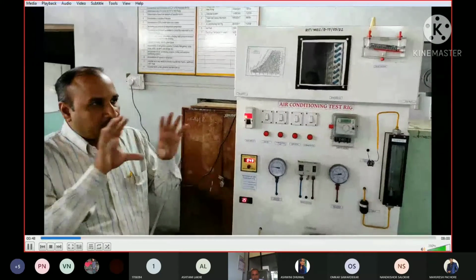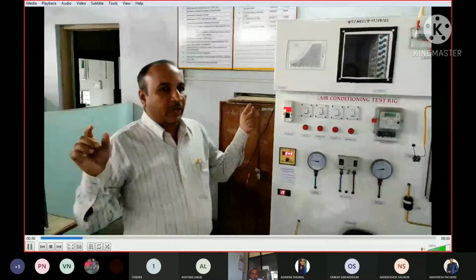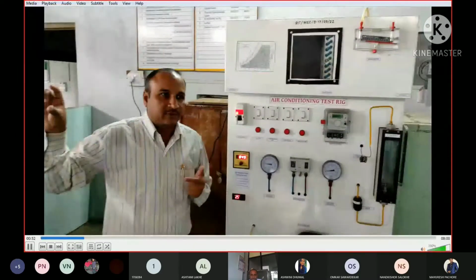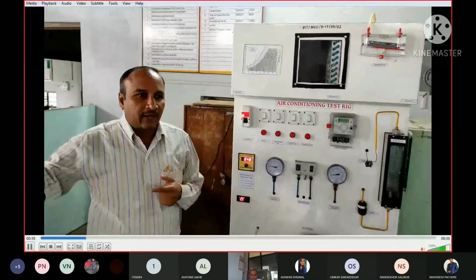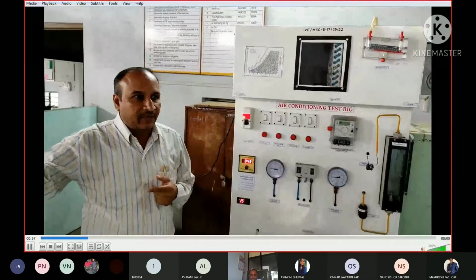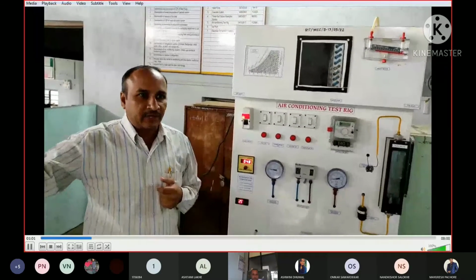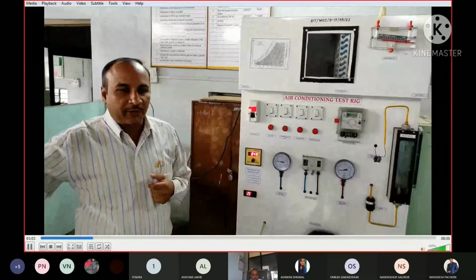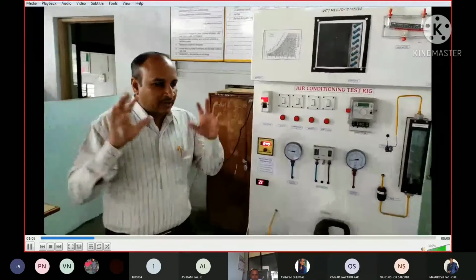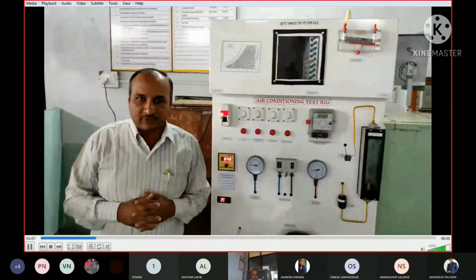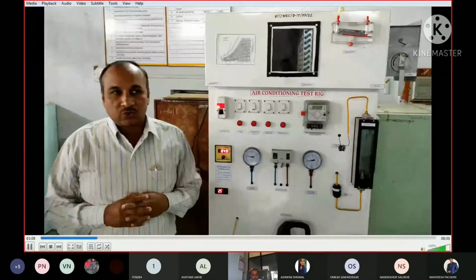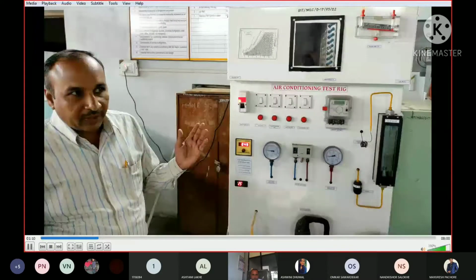So if you see that there is a long insulated duct, when air passes through this, it becomes saturated at the end. And at that time, it has a temperature which is the same as the water. So the temperature of water and the temperature of air are the same. That temperature is called the wet bulb temperature. And this equipment is called an adiabatic saturator. So this is the third property, called the wet bulb temperature.